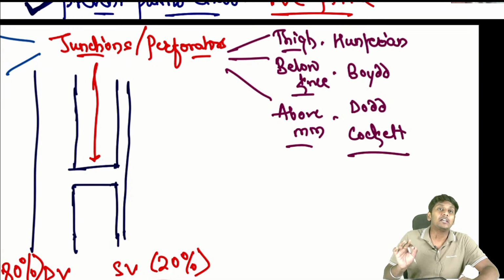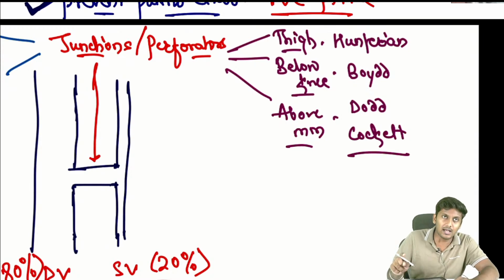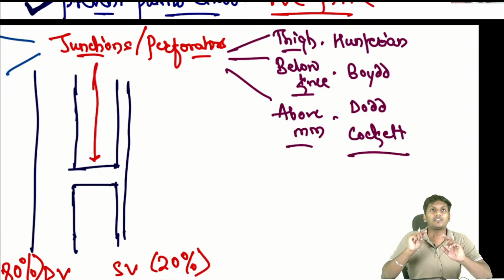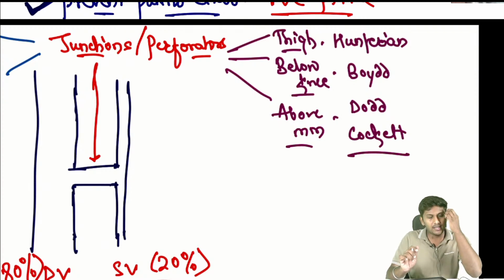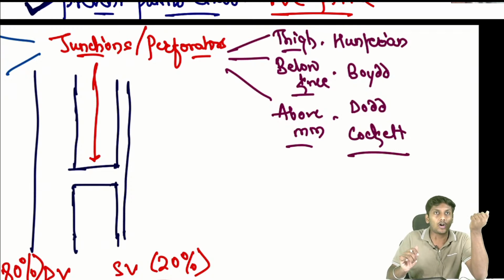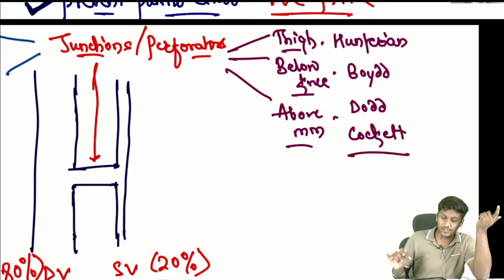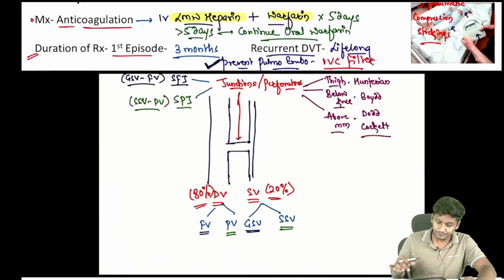बस इनके नाम हैं. वैसे तो usually in the lower limb there are 100 to 150 perforators. Yeah, in one lower limb there are almost 100 to 150 perforators, but the larger perforators are the ones which have been given names. At the level of the thigh there is the Hunterian perforator, below the knee there is the Boyd perforator, above the medial malleolus there are two perforators known as the Dodd perforator and the Cockett's perforator. Got it? That's the important thing.